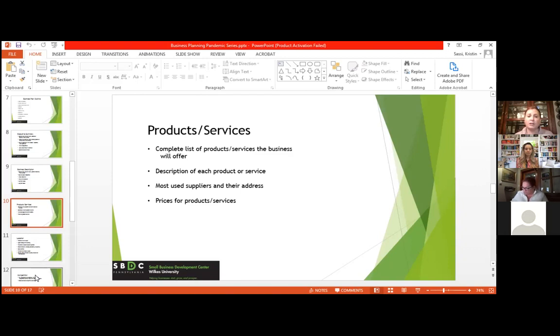And then in this section, you want to list your top 3 suppliers with their address and then what they're going to supply you with. And then pricing for your products and services.